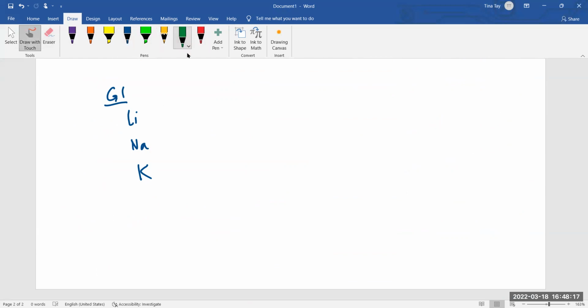As you go down, it becomes more reactive. The size becomes bigger, from 2,1, 2,8,1, 2,8,8,1. The size becomes bigger, and it becomes more reactive.